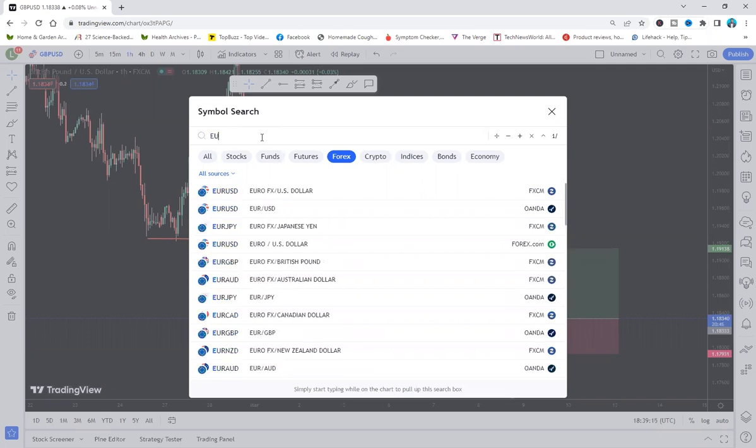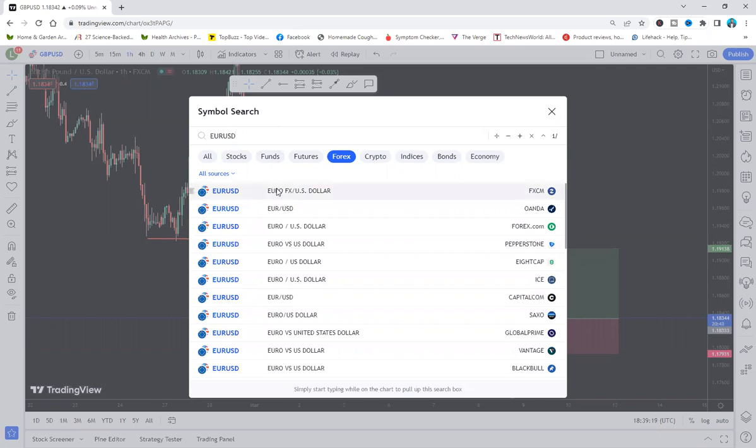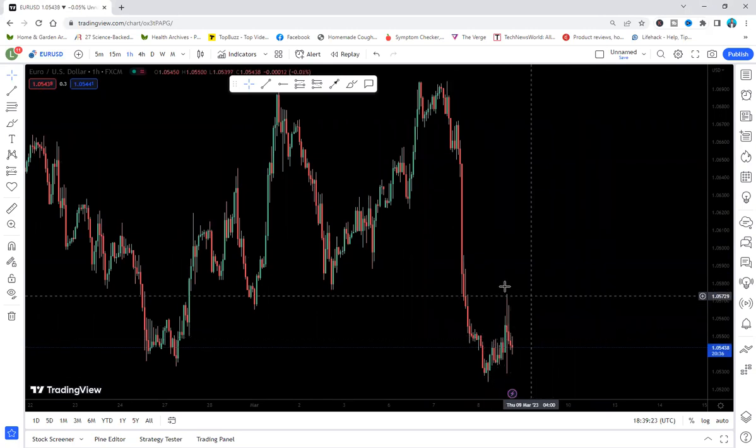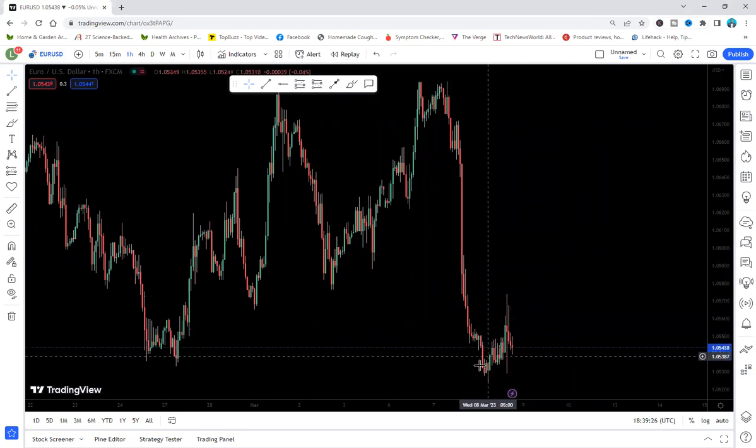So let's look at the next pair, Euro USD. We are going to look at Euro USD also. Okay, Euro USD is also doing the same thing. We are seeing consolidation here.